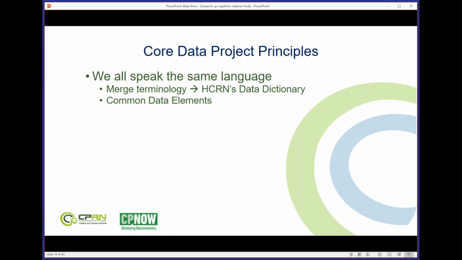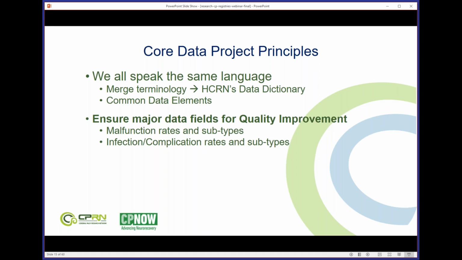We merged our terminology. We now have a data dictionary, which is the heart of the registry, and common data elements. Now that's a term the NIH uses, but back when we started this, that wasn't even a term yet. But now common data elements are critical to any registry. And we want to ensure major data fields were there for quality improvement. So buy-in is huge when you're talking about 14 disparate centers. One of the advantages is you can always use your registry data to see how you're doing, and you also compare to your colleagues.